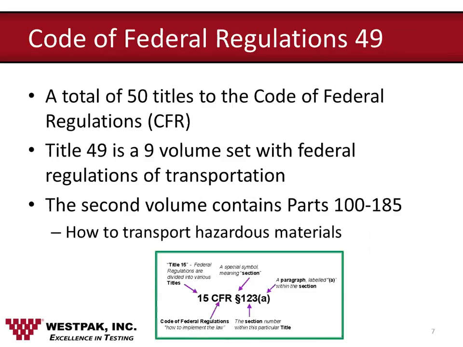So what is the Code of Federal Regulations 49? Well, in the United States, there's a total of 50 titles that make up the Code of Federal Regulations. Title 49 is a 9-volume set with Federal Regulations of Transportation. The second volume contains parts 100 through 185, which explains how to transport hazardous materials.